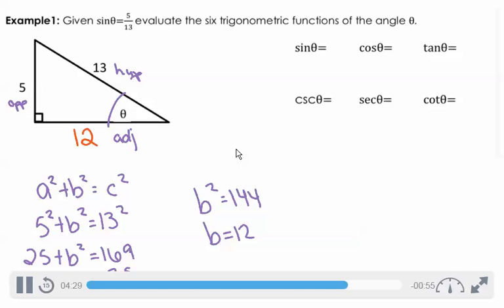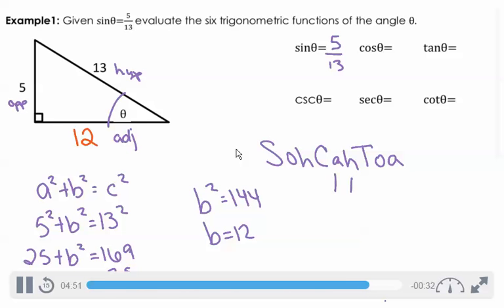So now when I'm trying to figure out what my sine, cosine, and tangent are, I'm going to just use my SOHCAHTOA, my princess. We can write that down so we can reference it. Sine is opposite over hypotenuse. That was actually given to us in our problem, so that's 5 over 13. Cosine, A over H, so 12 over 13 because 12 is my adjacent side, 13 is my hypotenuse. And then tangent is opposite over adjacent, so 5 over 12.